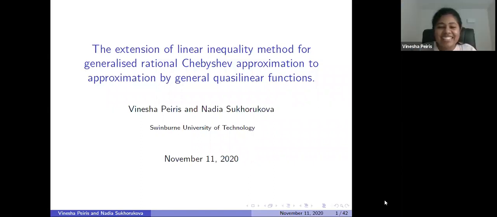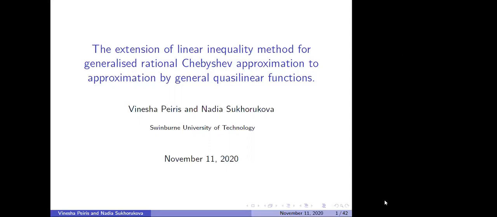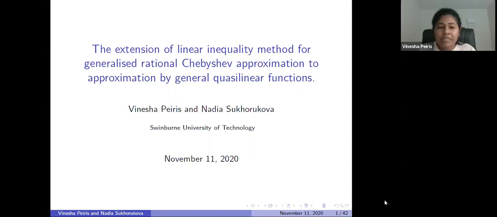Thanks, Alex. So hello, everyone. I am Vinesha Peiris. I am a second-year PhD student at Swinburne University of Technology. So today I will be talking about extending the linear inequality method for generalized rational Chebyshev approximations to approximation by general quasi-linear functions. This is a joint work with Nadia Sukurukova.